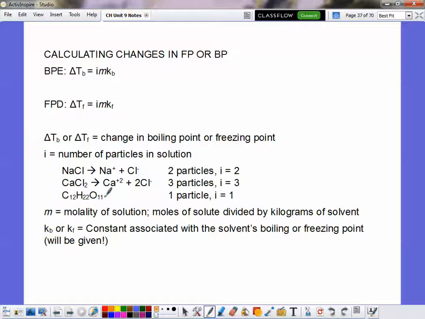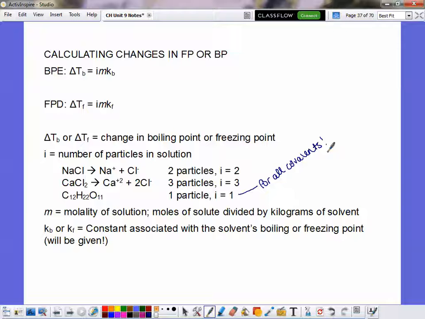Any covalent compound, like sugar, sucrose here, or glucose, when it dissolves in water, it stays together as one unit. It doesn't dissociate. So i is 1 for any covalent compound. Okay, so for all covalents, i will be equal to 1.